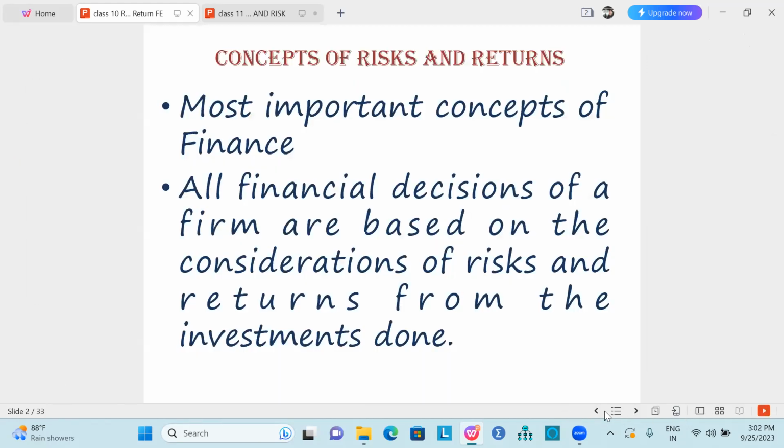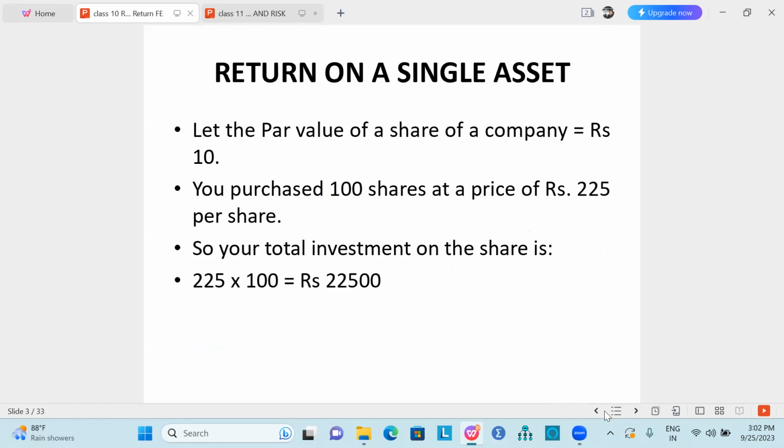Okay. So concept of risk and return. We showed you how to calculate return on a single asset. For example, suppose the asset is a share of a company. Okay. So we are calculating how we can calculate the return of a single asset. In this case, what is happening? This you are there, no, Nikhil?